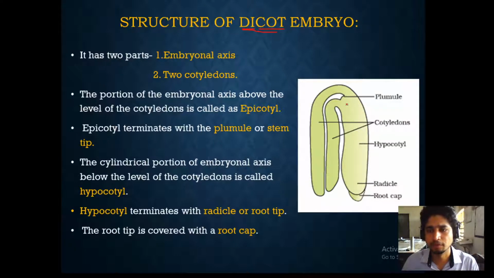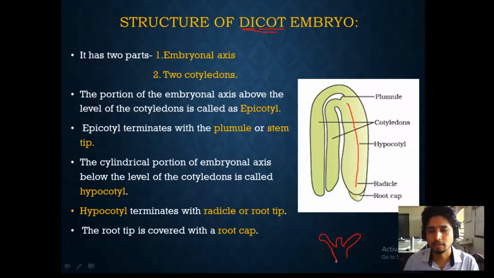If you see the embryonal axis, this structure from here to here is referred to as embryonal axis, and this embryonal axis has the attachment of these two cotyledons. The portion of embryonal axis above the level of cotyledons attachment is referred to as epicotyl. So I'll take a structure very clearly representing the epicotyl. Think this is one cotyledon, this is another cotyledon.